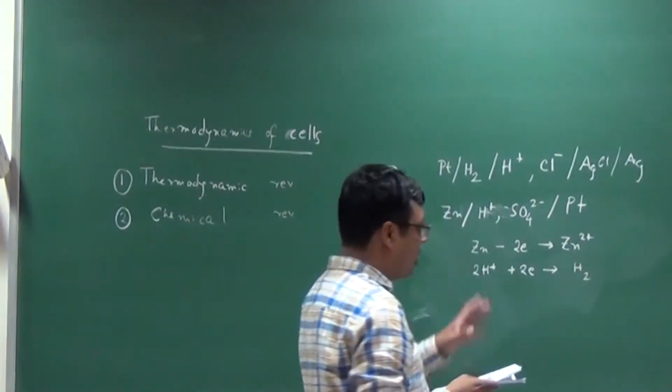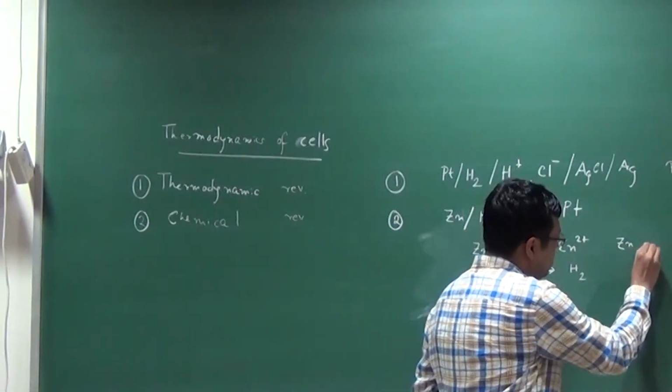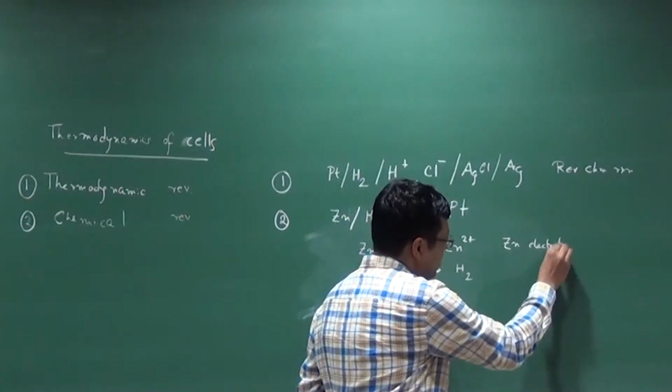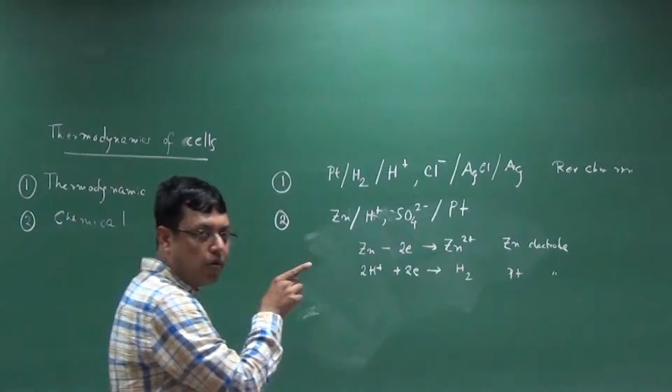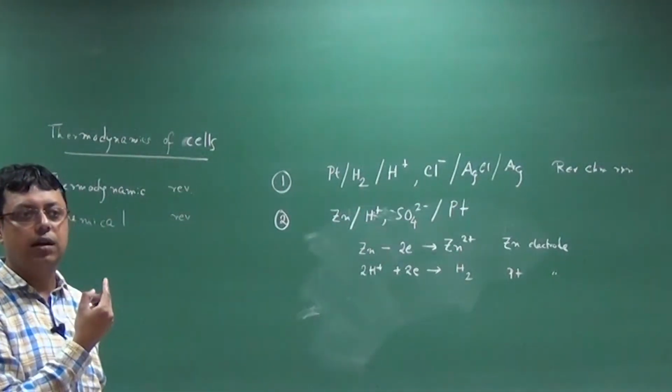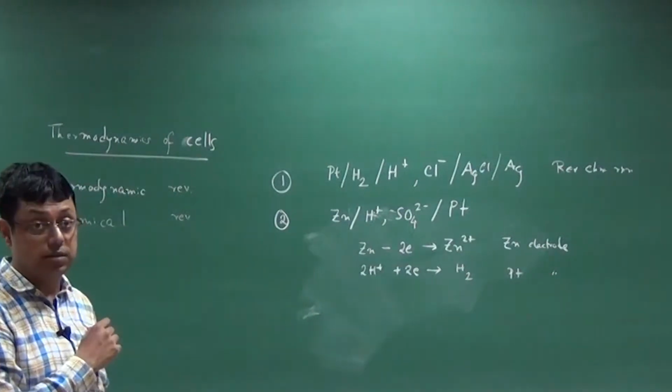Okay, so this will happen. Now this is happening at the zinc electrode, and this is happening at the platinum electrode, right? In the forward direction. Now the forward in the sense that I'm not actually applying any voltage. Okay, this is the spontaneous direction.